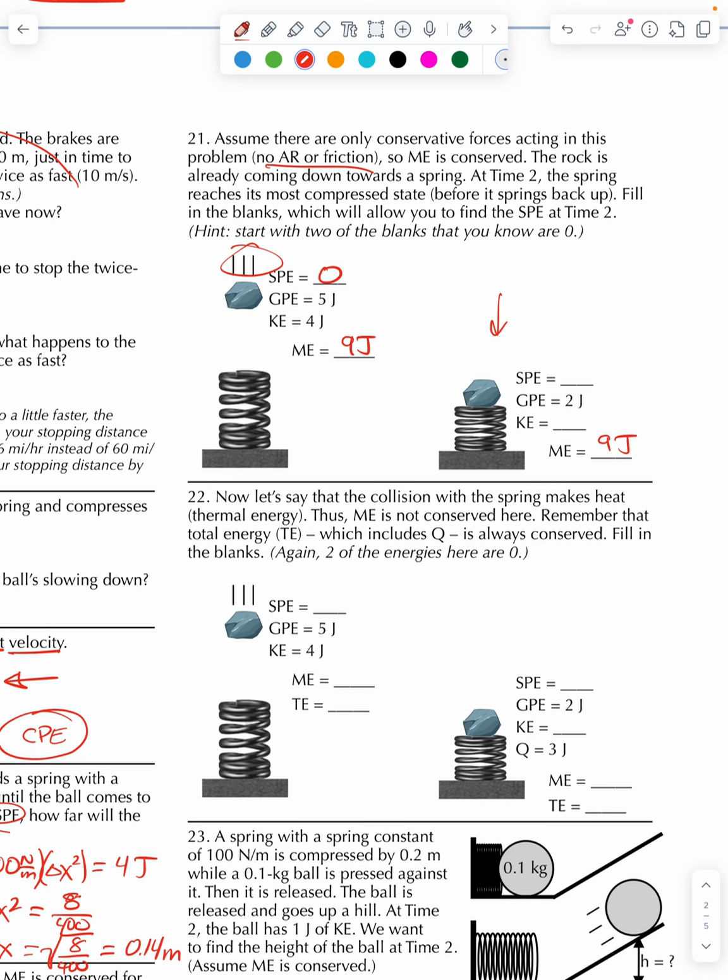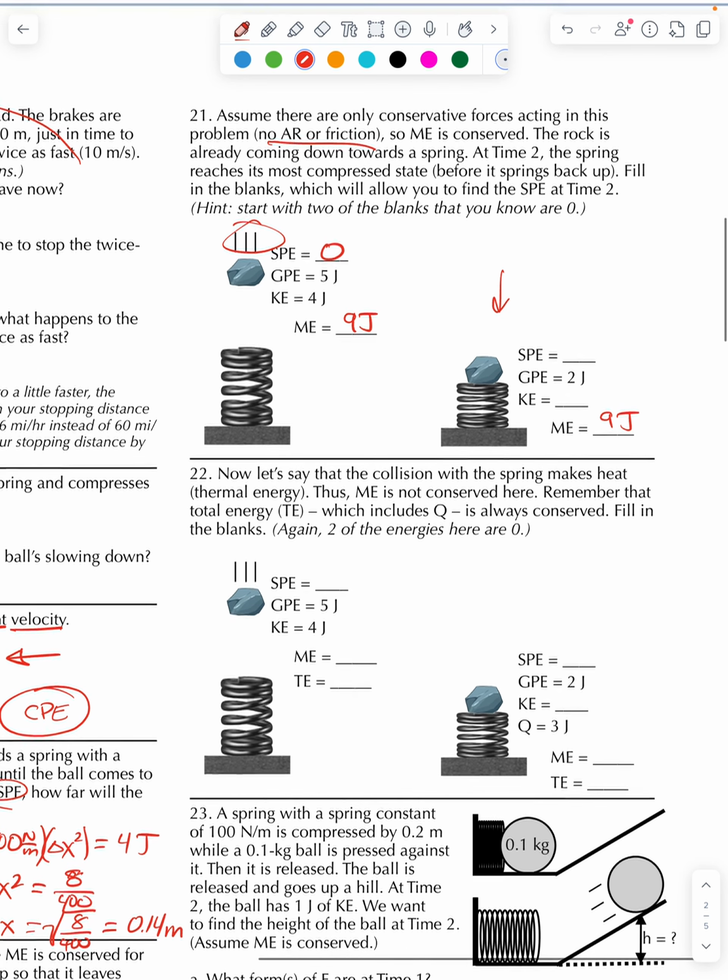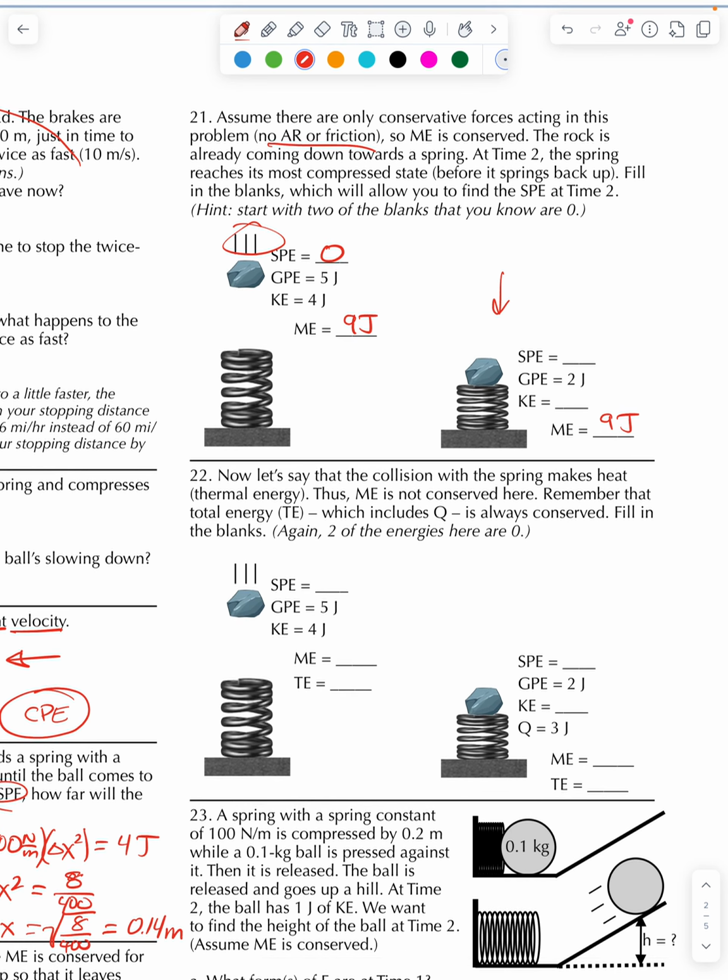Now there is some SPE because we've compressed the spring, but again, this is that idea that comes up a lot with conservation of energy problems. If the rock has compressed the spring and we said it's at its most compressed state before the spring unloads and shoots the rock back upwards, what's the velocity of the rock right then? The velocity is 0. So what's the KE at that most compressed state? 0. But since the mechanical energy has to be conserved, because again, we're assuming no heat's created, what must be the SPE at this point? 7 joules.